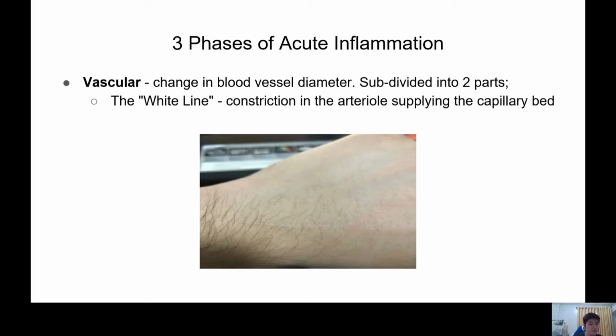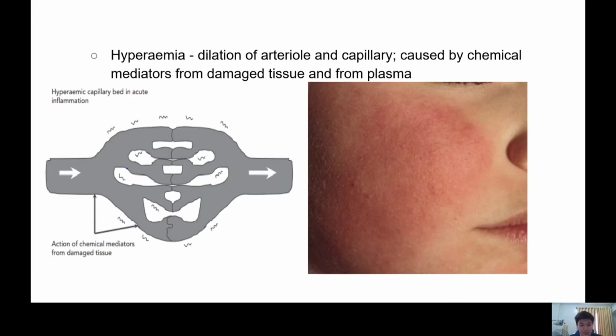This can be demonstrated by scratching yourself with one finger using your nail. When you scratch, a white line will appear there. When the white line appears, it means this constriction is present, and it appears for a short period. Next is the hyperemia. It is the dilation of arterioles and capillaries, caused by chemical mediators from damaged tissue and from plasma. It lasts longer, sometimes minutes or even days, and it also causes the area to become reddish and warm.